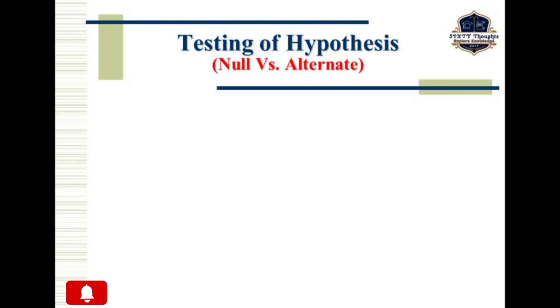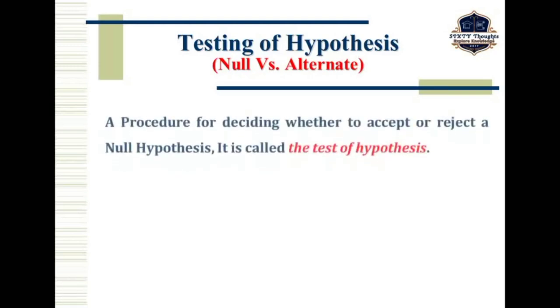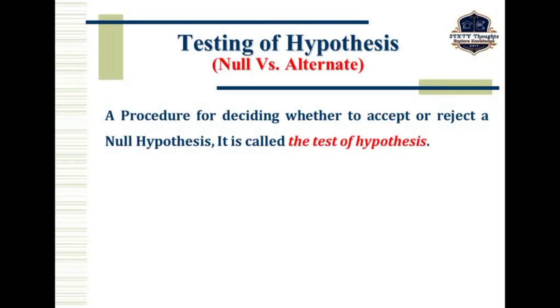In this video lecture, we discuss what is meant by testing of hypothesis, null versus alternate. Testing of hypothesis is a procedure for deciding whether to accept or reject a null hypothesis. Which means, given any statement, we are going to accept or reject the given statement. It is called testing of hypothesis.